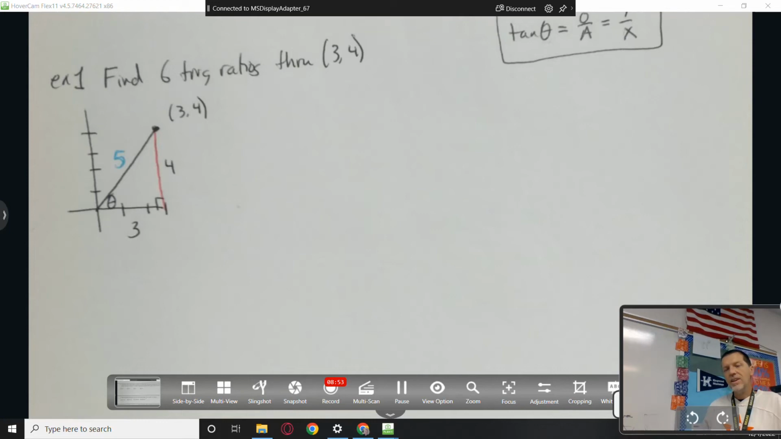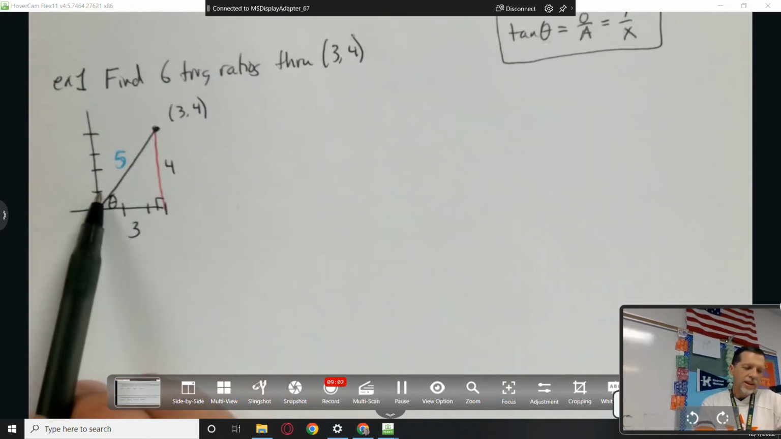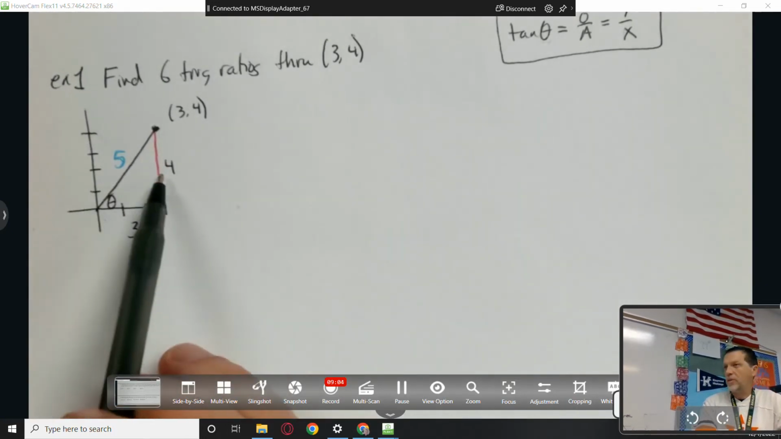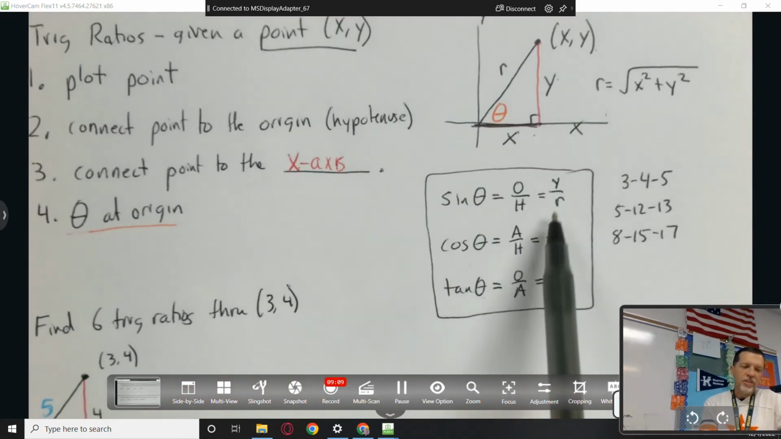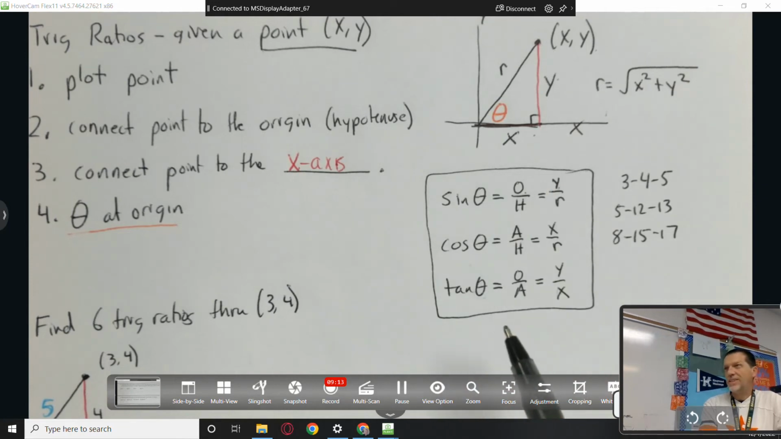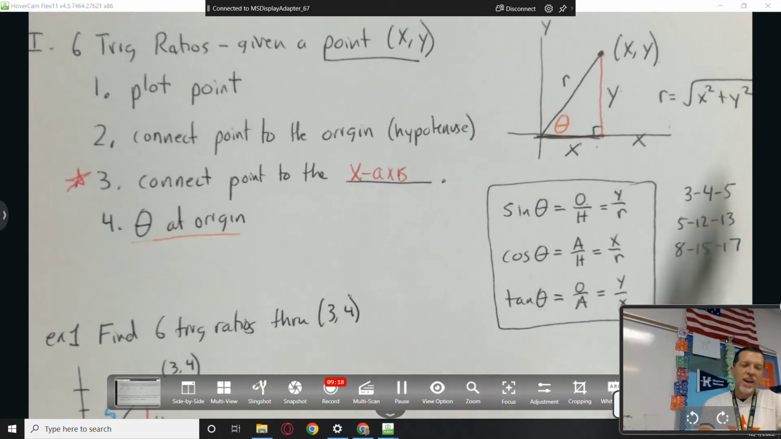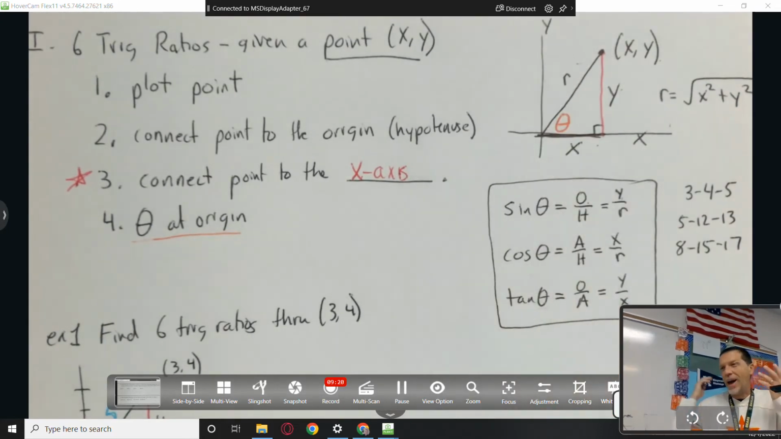Why is it always the x? Wouldn't it technically do the same? So if you connect it to the y, and you put theta down here, then opposite is 3 rather than opposite being 4. So it forces opposite to be y if you draw it to the x. And then everything works. There's ways to do it to the y, but everything's backwards. And then you've got to figure out which set you're using. So draw it to the x and you'll always be good.